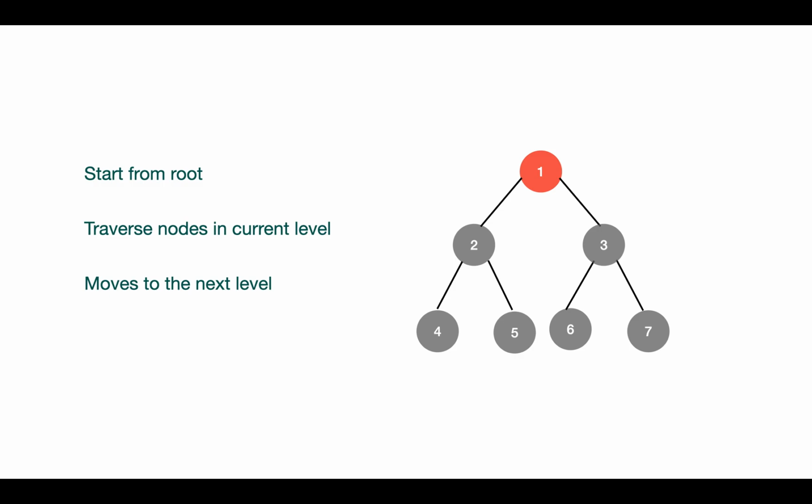So this is the given tree. In this tree, the traversal would be 1, 2, 3, 4, 5, 6, and 7. So there is a single type of breadth first algorithm, which is level order traversal. This was level order traversal, where we traverse all the nodes of the current level and then move to the next one. Next is depth first search.